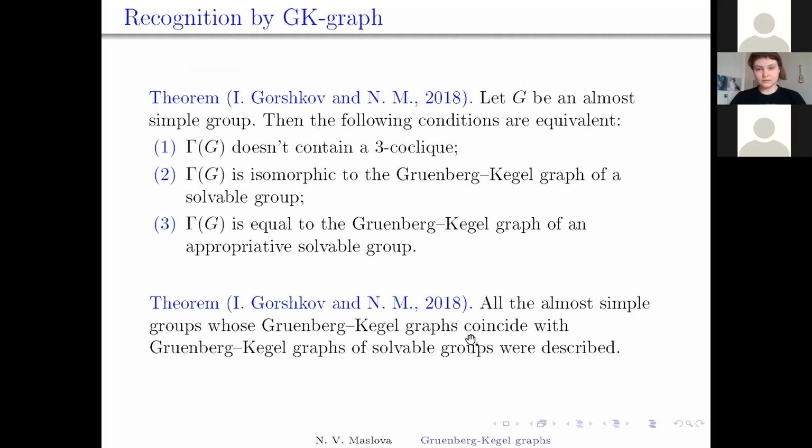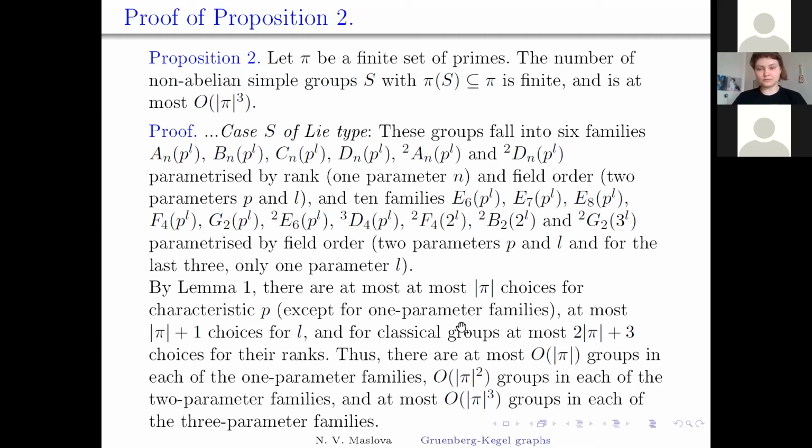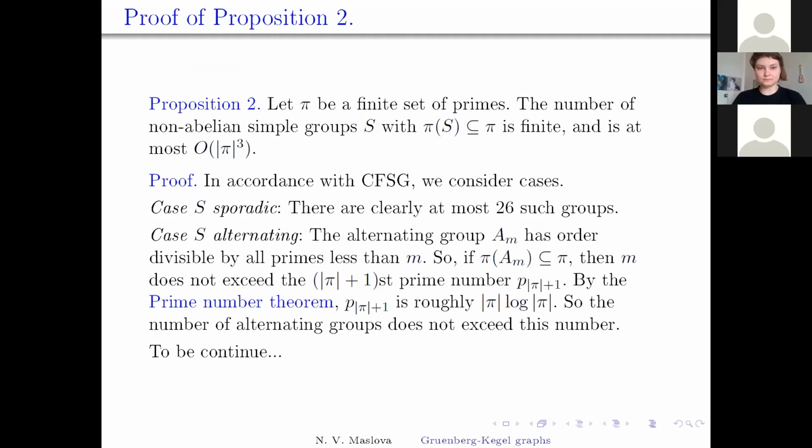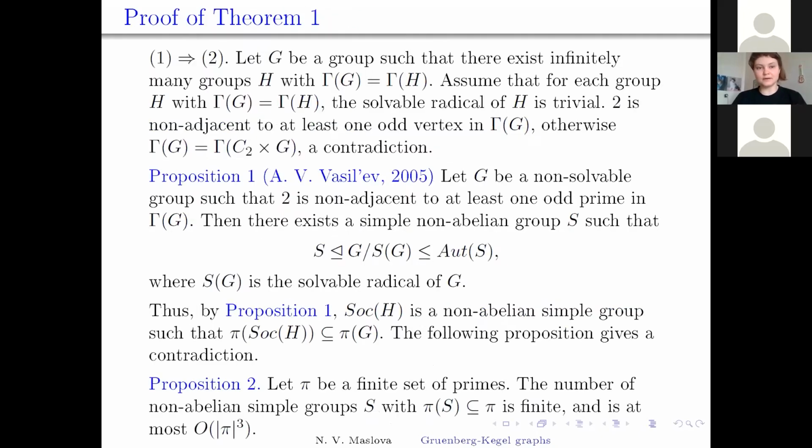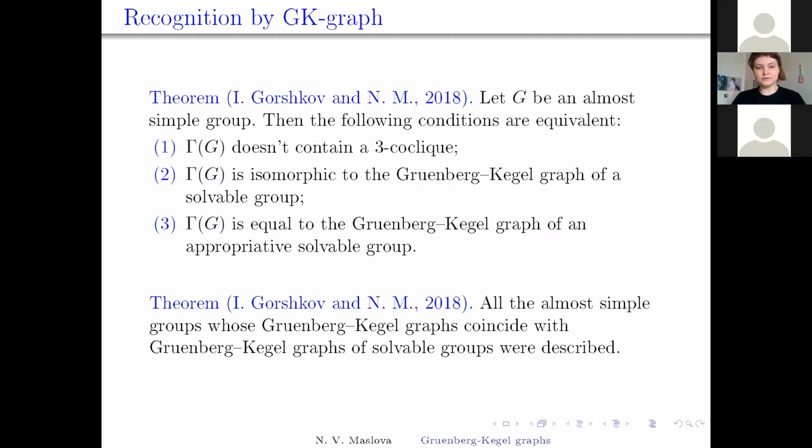And this proposition finishes our proof of the theorem, which gives a criterion of unrecognizability of a finite group by its Gruenberg-Kegel graph, and then we apply this theorem and our results with Ilya Gorshkov obtained 3 years ago. We can conclude that we know the structure of any finite group which is almost recognizable by Gruenberg-Kegel graph.